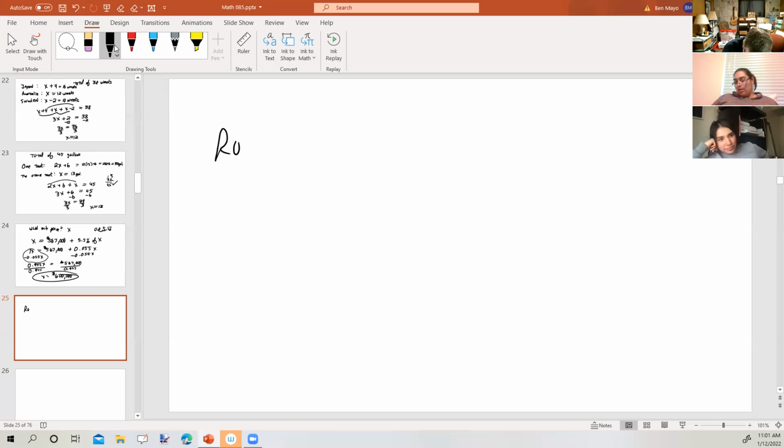Okay, the number of goals that Ronaldo and Mueller have scored are consecutive integers that total 29. Now, I need to tell you that the first time I did this problem, I got it wrong, and I'm going to show you the mistake I made. I said, if they're consecutive integers, then Ronaldo is X and Mueller is X plus 1. They're consecutive integers that total 29.